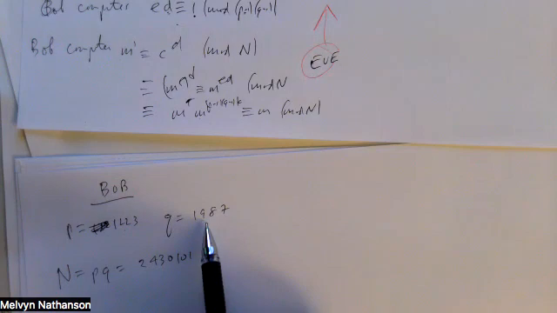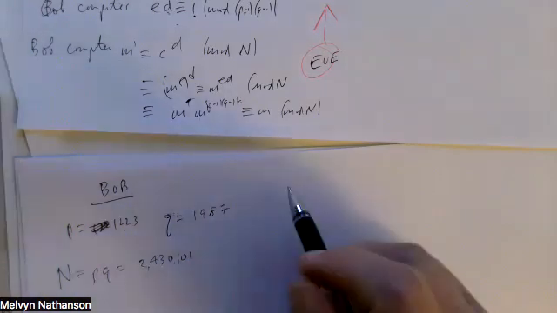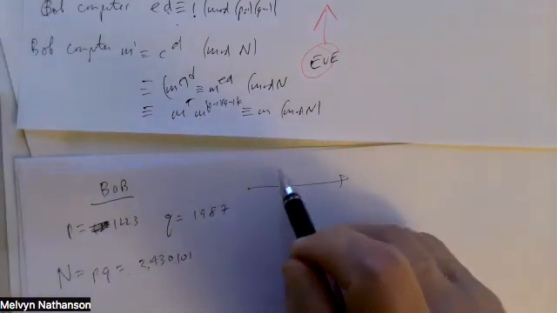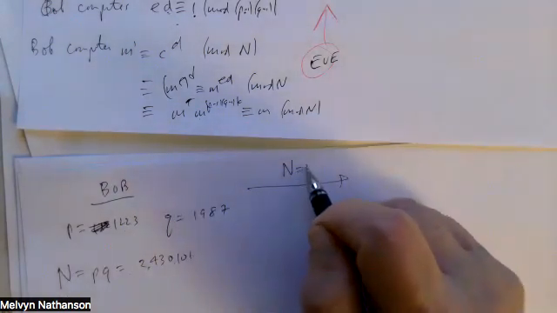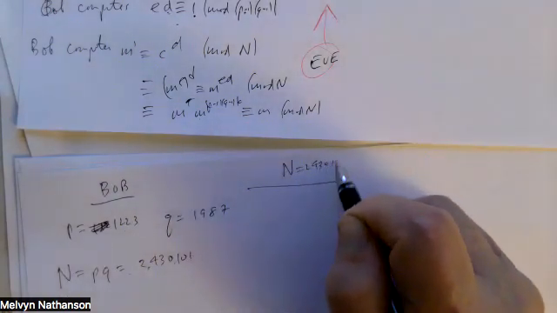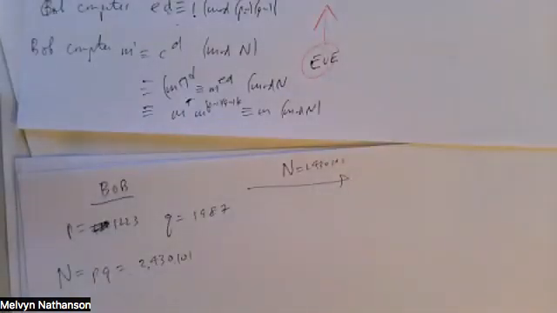So Bob picks his 2 primes, 1223 and 1987. They're secret. He doesn't tell anyone. He multiplies them together. He gets this number, 2,430,101, and he publishes this to the world. He tells everyone in the world N is 2,430,101. Right?